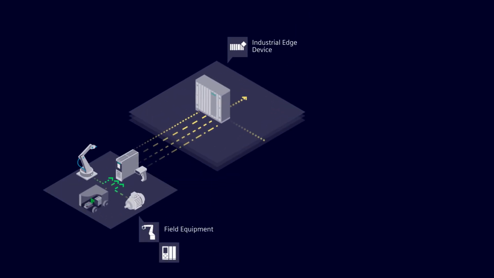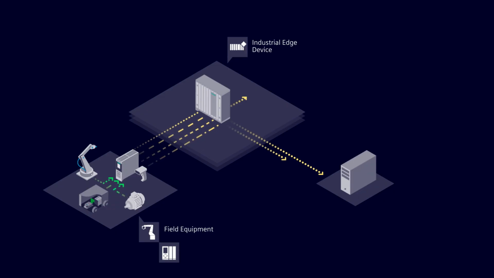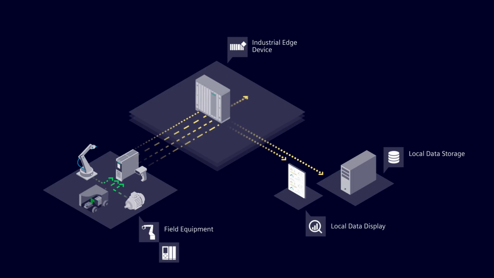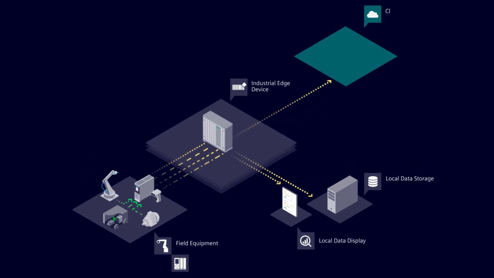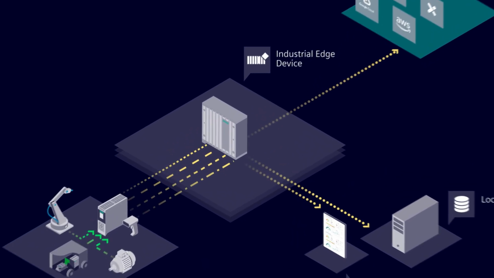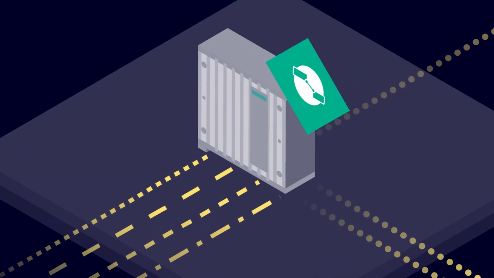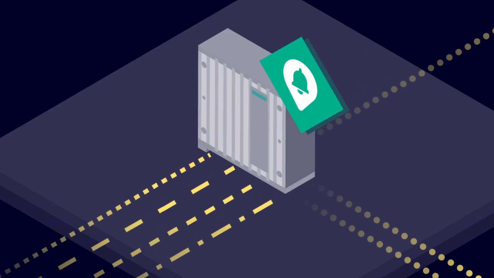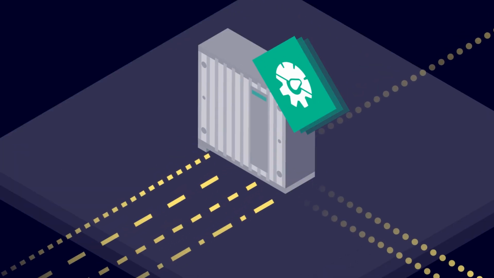Industrial Edge offers the flexibility to handle data where it makes the most sense for your operation. Process, store, and visualize your data locally, or send it to different cloud systems or industrial IoT services for further processing. To implement customized functions depending on your use case, you can run ready-to-use edge applications from the marketplace on Industrial Edge devices or develop your own.